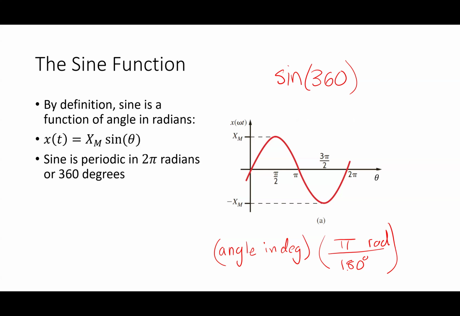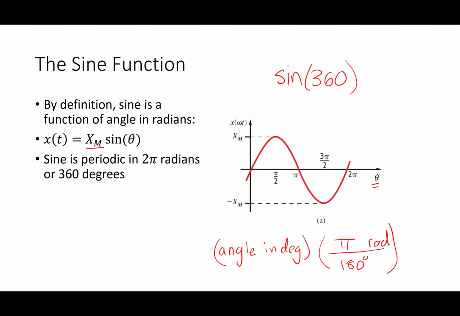All right. So the sine function is a function of angle in radians. And I wrote here x_m times sine of theta. All right. So let's just understand this here. What I did here was I put theta as my x-axis. All right. What do I call this guy here? X sub m. What's the term for it?